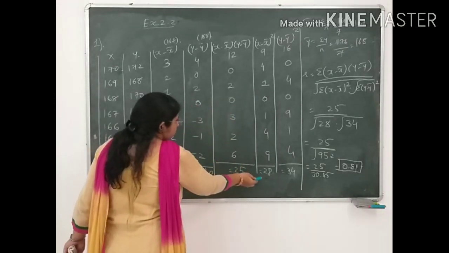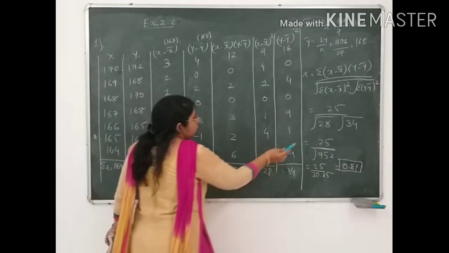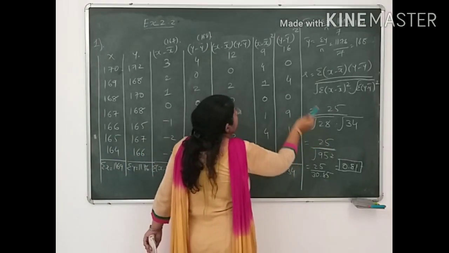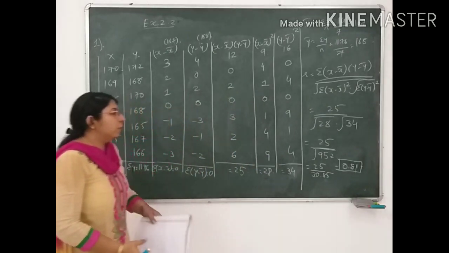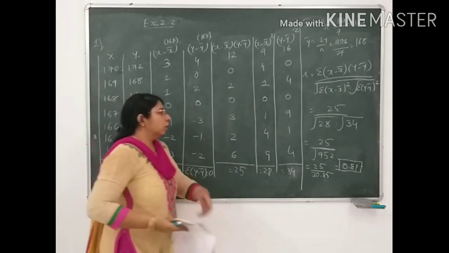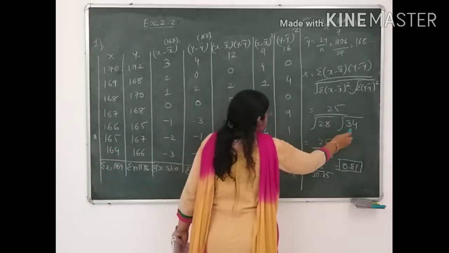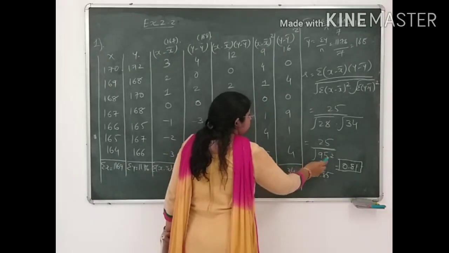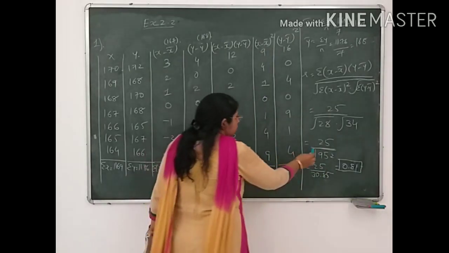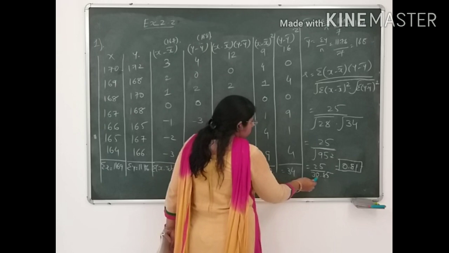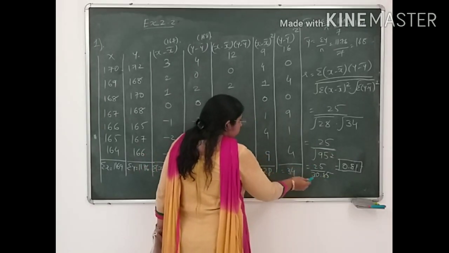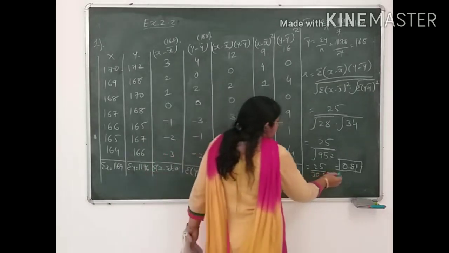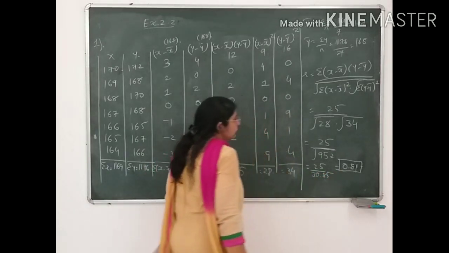So sigma (x minus x bar) whole square total is 28. So under root of 28 into under root of 34. First of all we have to multiply 28 into 34. By multiplying 28 into 34 it would come to 952. By finding the square root of 952 it would come to 30.85. Then afterwards you divide 25 by 30.85, you will get the value of R, that is 0.81.